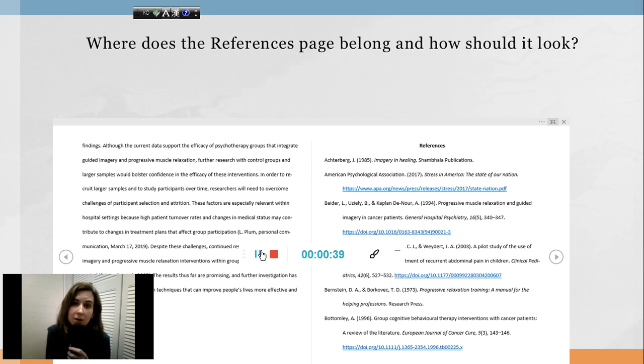Okay, we need to have something called a reference page at the end of our paper. You might have heard of this called a bibliography before. So this is where you put all your references, that means where you got your facts and information from, and you will put that on the last page of your paper. Okay, so let's take a look at how this looks here.